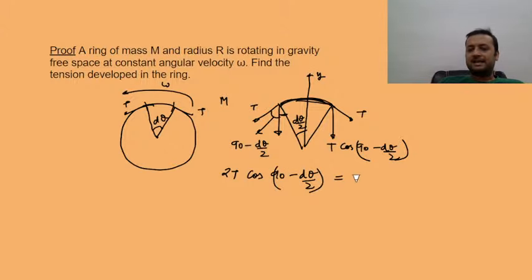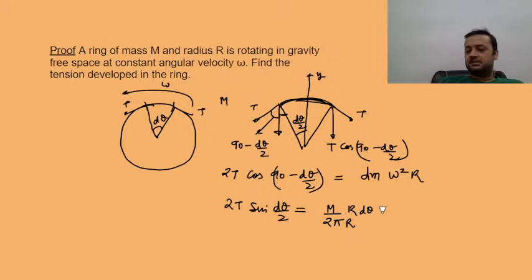So 2T into cos of 90 minus d theta by 2 will be equal to dm omega square r. So this cos of 90 minus d theta by 2 will become sin d theta by 2. Dm you can write as m by 2 pi into d theta, or you can write m by 2 pi r into r d theta. So this is the value of dm into omega square r.